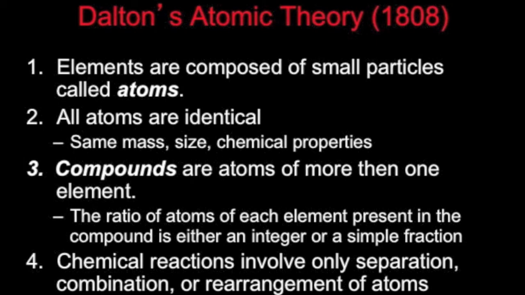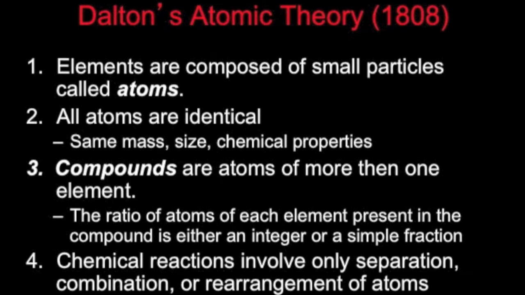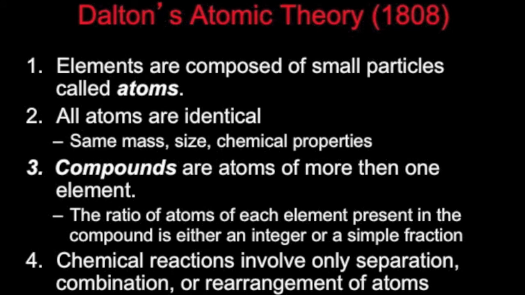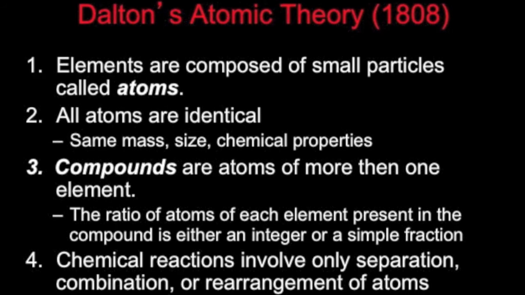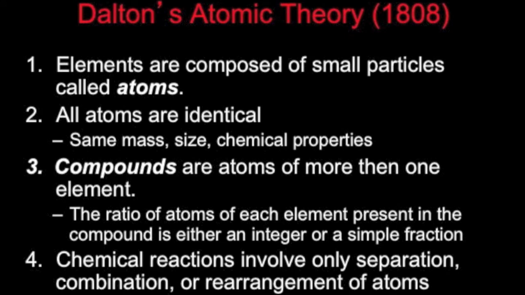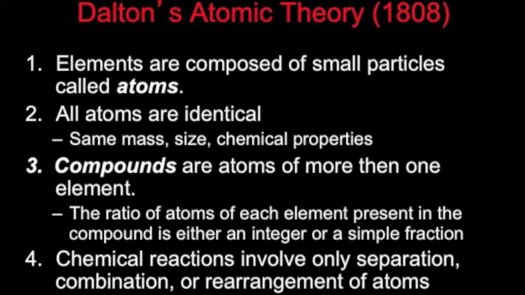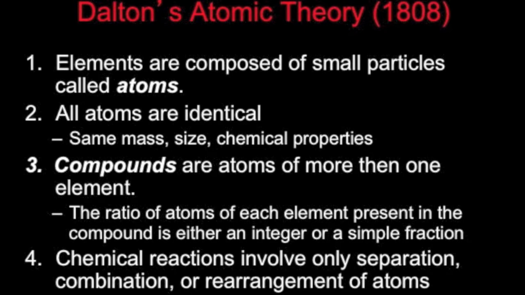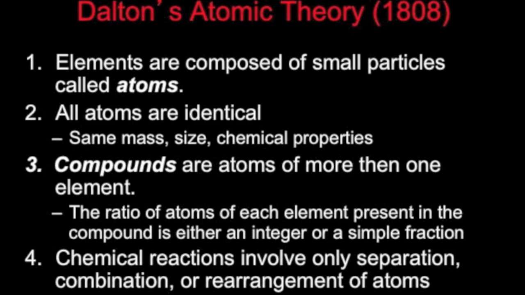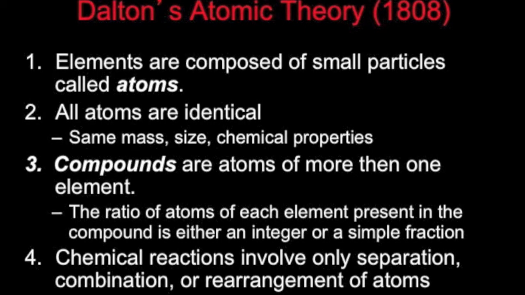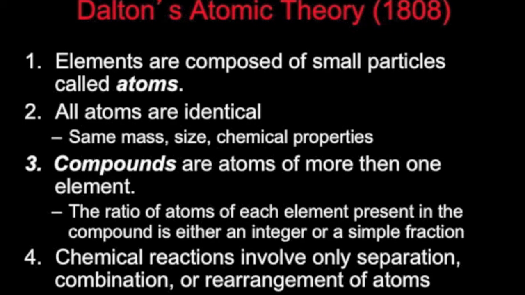And then if you take these atoms, combine them, you'll get these compounds. So compounds are atoms of more than one element. So you're taking two things, combining them together, you get the compounds. And the ratio of these atoms of each element present in the compound is either an integer or a small fraction. So it's the same sort of thing we've talked about before.